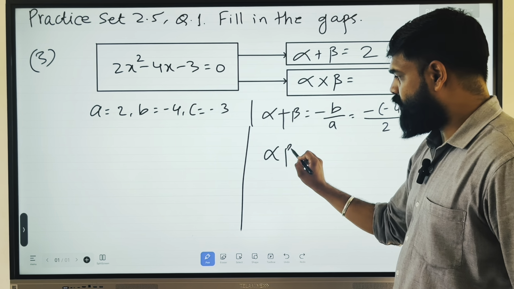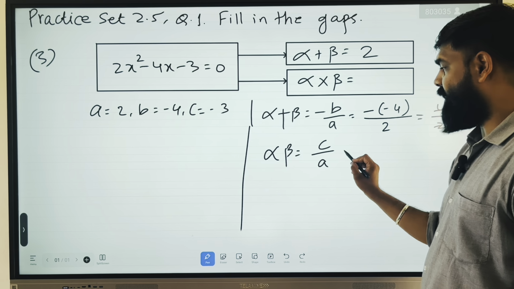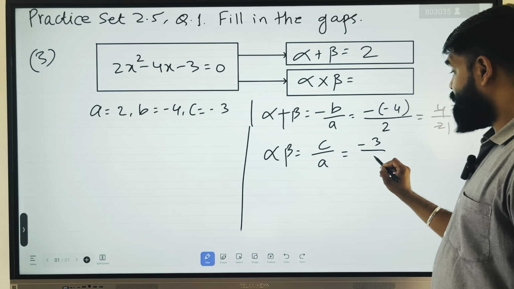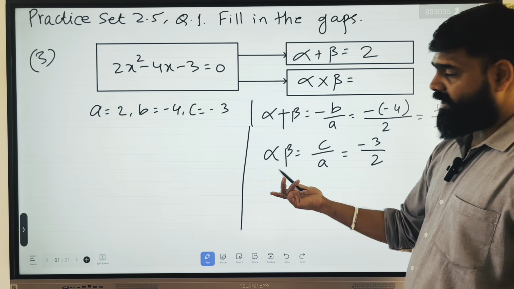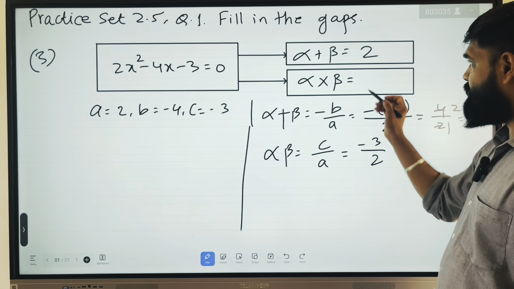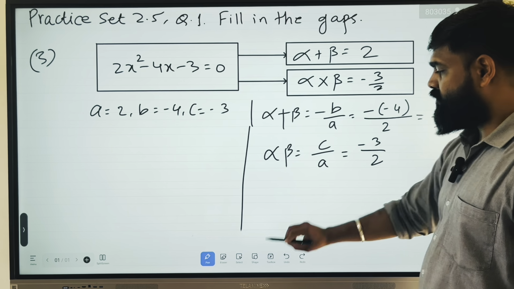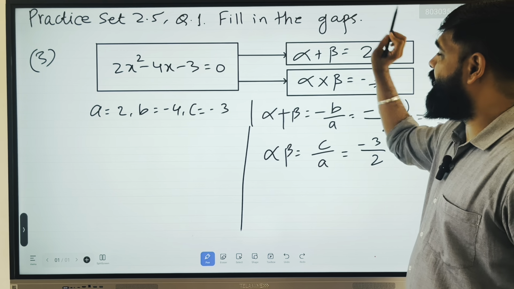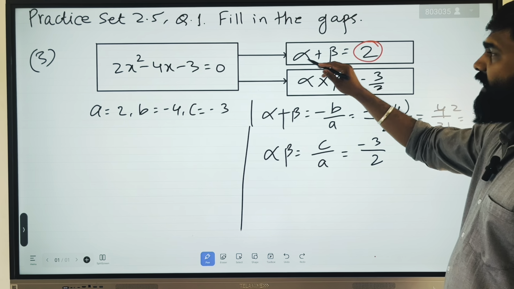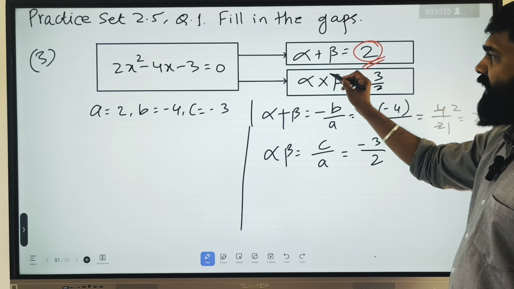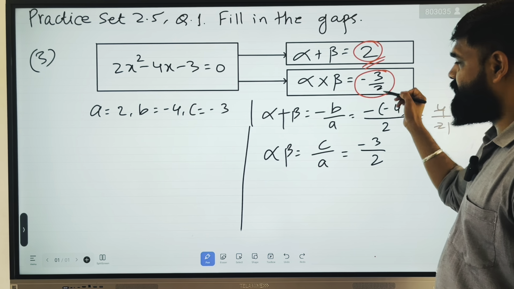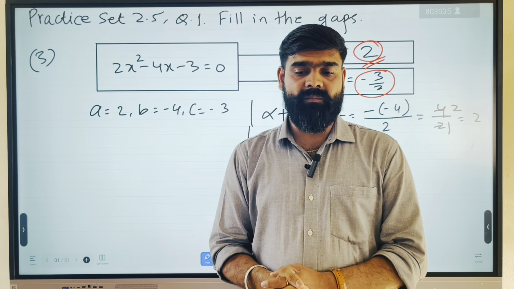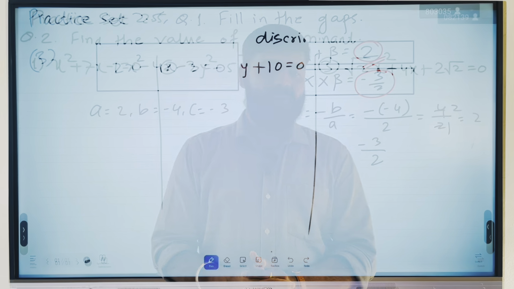And alpha into beta, the formula is c by a. So value of c is -3 and value of a is 2. So the correct answer of alpha into beta is -3 by 2. So they have told us to fill in the gaps. So the correct answer, alpha plus beta is equal to 2 and alpha into beta is equal to -3 by 2. So this was the question number 1 from 2.5. Let us solve the question number 2.